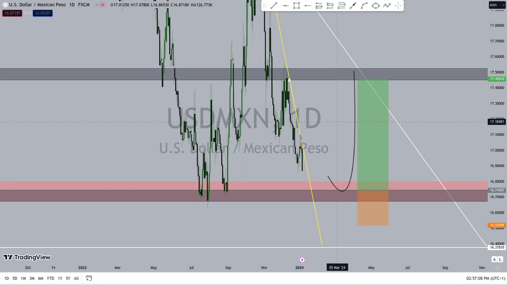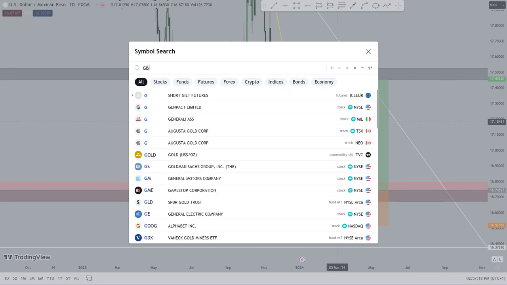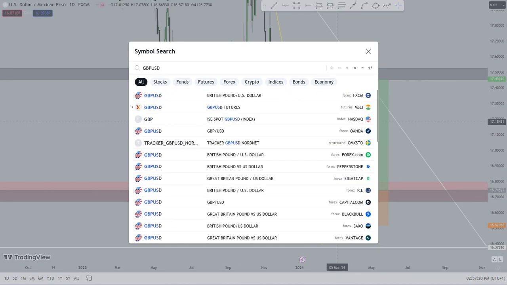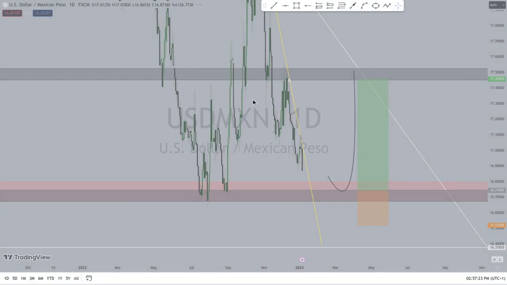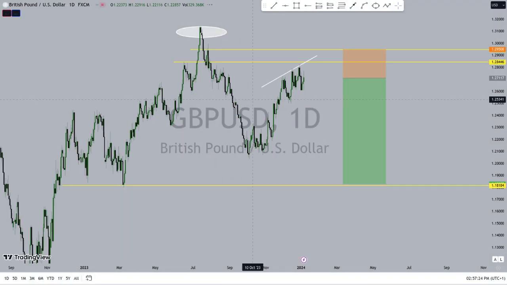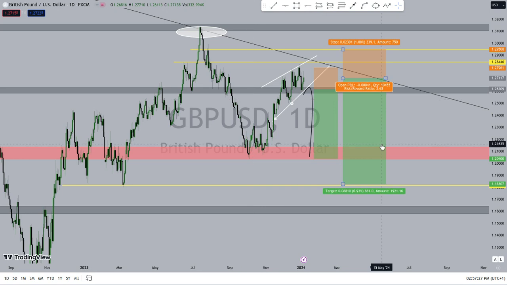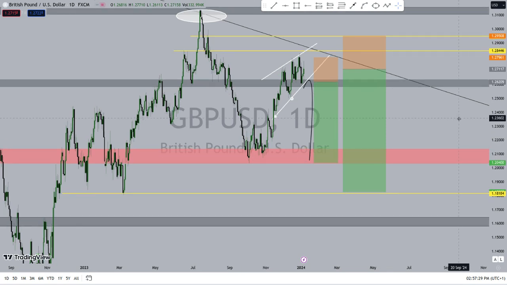So last and foremost, the last pair on our list this week is GBP USD, Great British pounds against the US dollar. So guys, pardon my voice, I'm kind of having a little bit of cough.